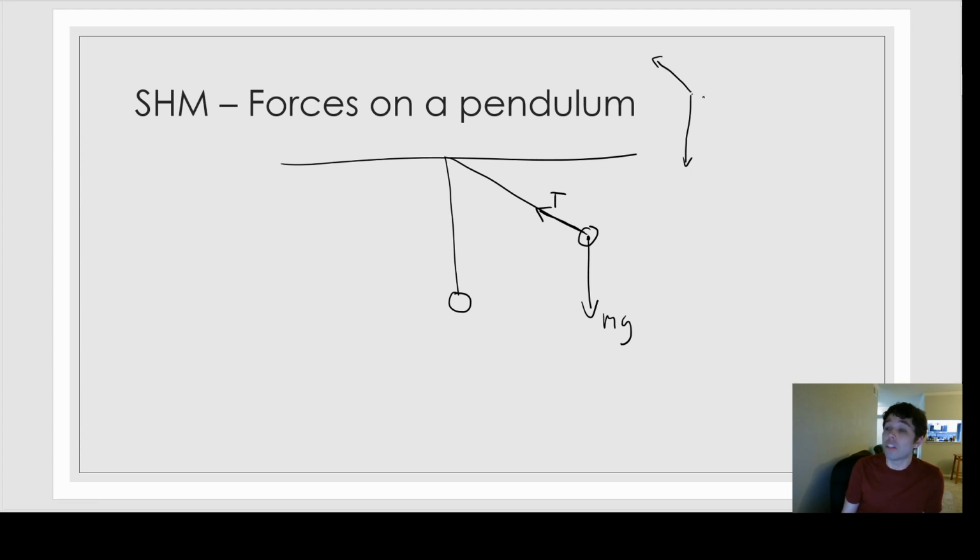But if we draw them tail to tip, weight force is down like this, tension force is up this way. Tail to tip means, oh, look at that, we have the net force going kind of down and left, right? Which is what we expect.